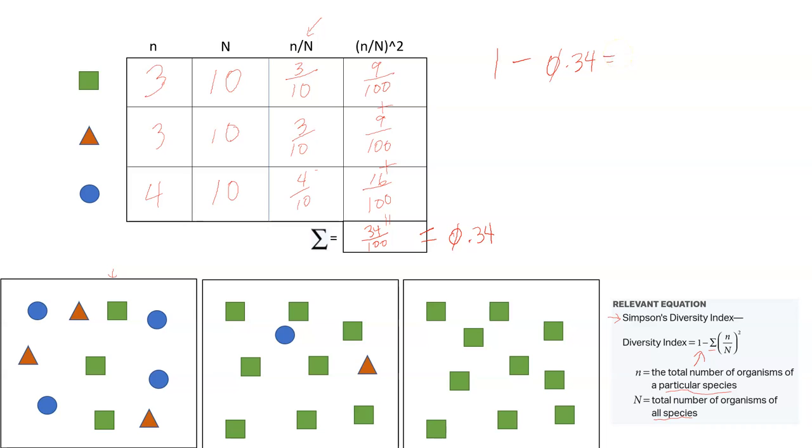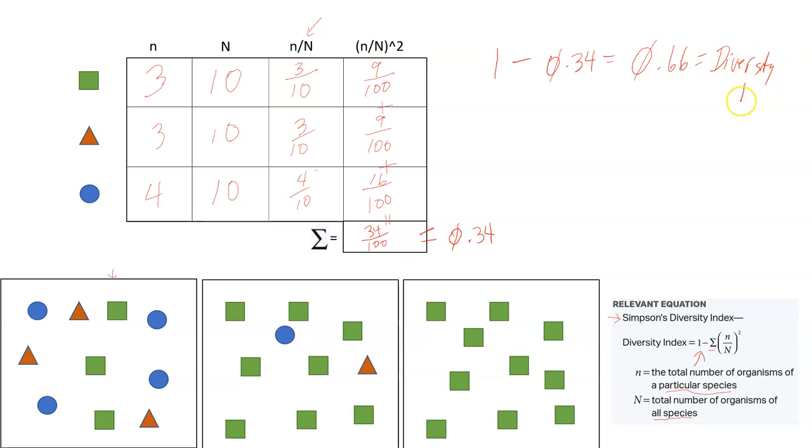I'll calculate it out with you. Give me a second. This is going to equal 0.66. So this is a measure of diversity. This is the diversity index. So 0.66 is our diversity index for this community.